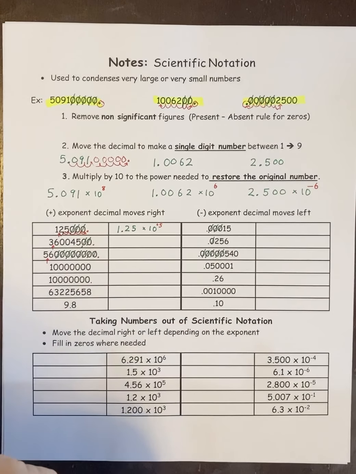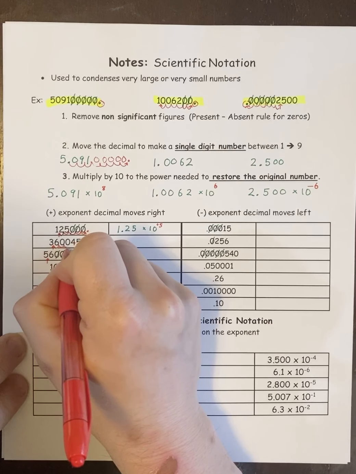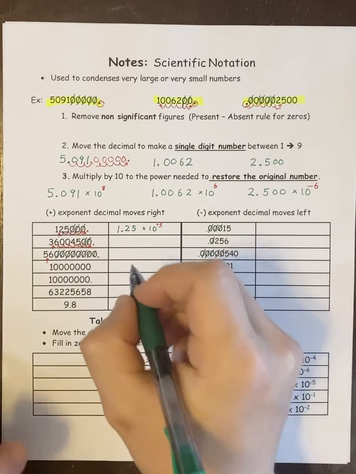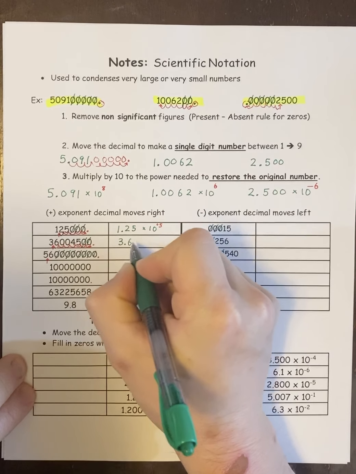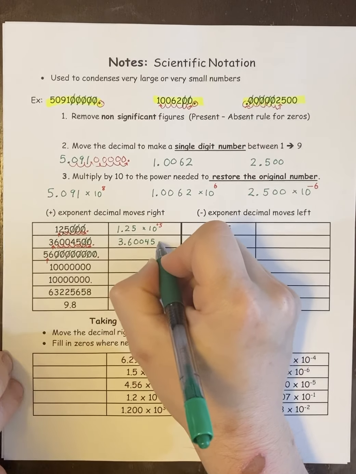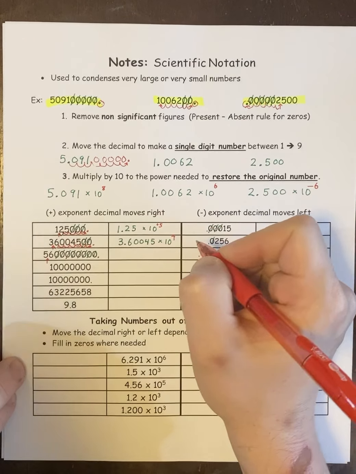This one, I would have to move it 1, 2, 3, 4, 5, 6, 7 to the right, so it's going to be 3.60045 times 10 to the 7.